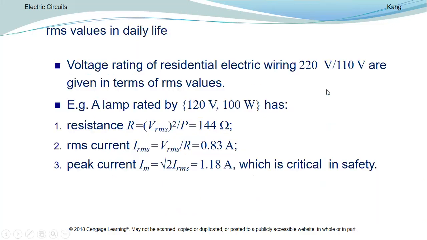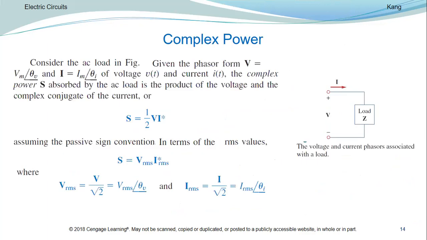Moving towards the next, now there is some resistive value. Resistance equals V RMS divided by I RMS, then I equals V upon R, and I peak equals square root of 2 times I root mean square. Okay. Now there's complex power.